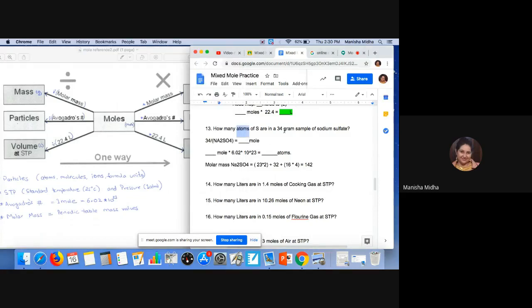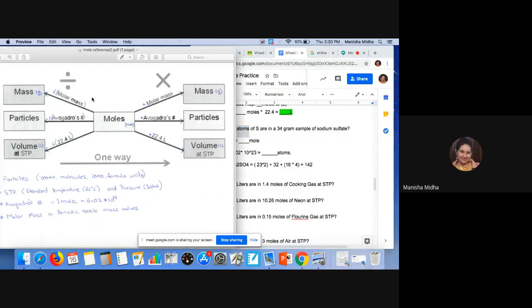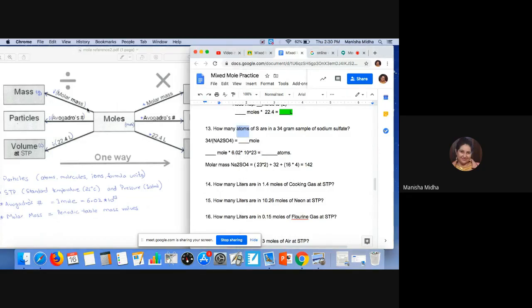Now, how many sulfur atoms are in a 34-gram sample of sodium sulfate? So I'm going to first find the molar mass because I don't know my constant. My formula of sodium sulfate is Na2SO4. Down here, I'm calculating the molar mass. The mass of Na on the periodic table happens to be 23. Because it's Na2, there are two Nas, and I multiply 23 by 2.